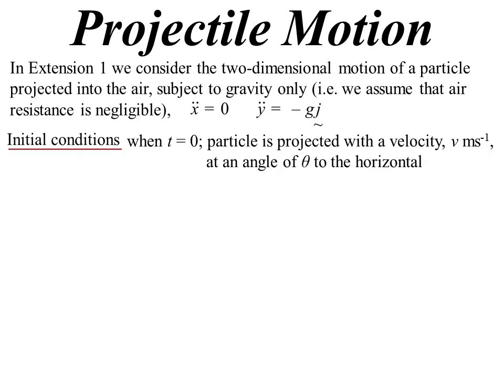Some initial conditions. Well, it will change depending on the problem, but when t equals 0, I'm going to say it's going to be projected with a particular velocity, whatever it is, v, and it will make some angle with the horizontal. I will assume that that starting point is the origin. So if they don't tell me otherwise, then yeah, it's not a bad idea. Let's start it as the origin, because all our position vectors are referred back to the origin.